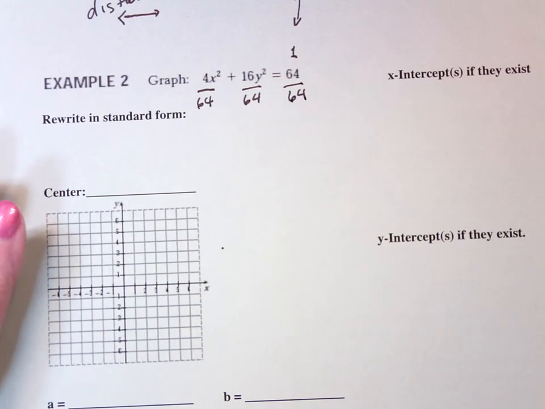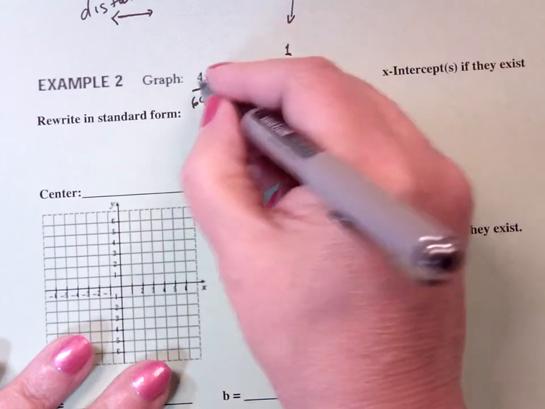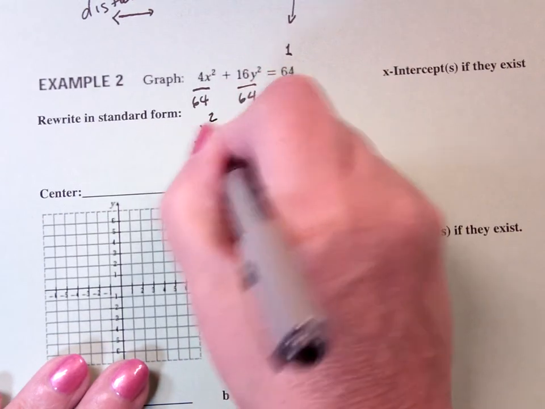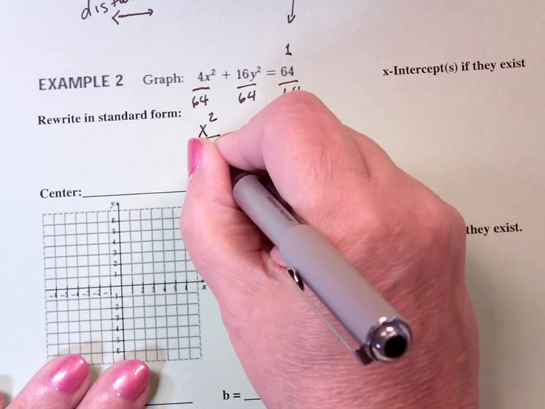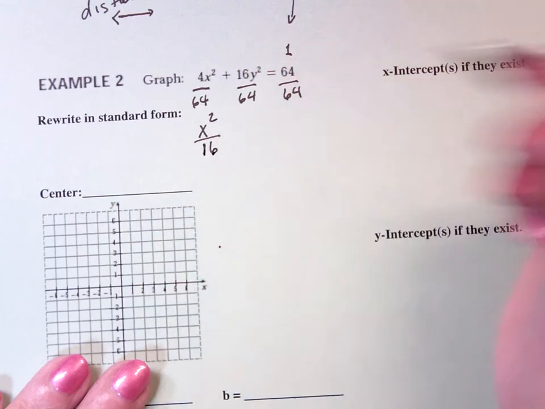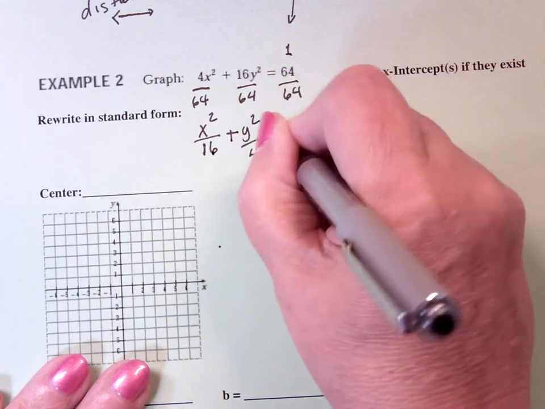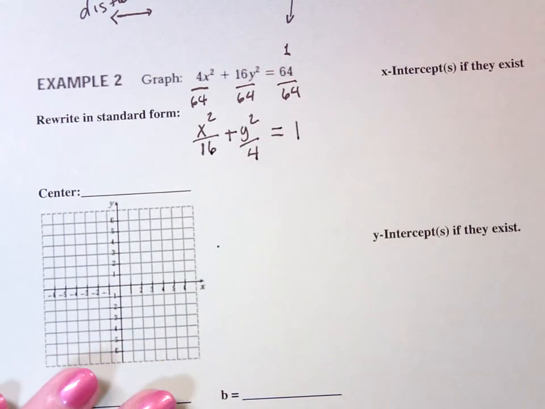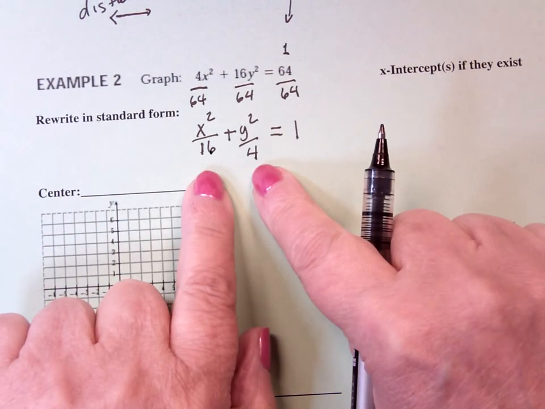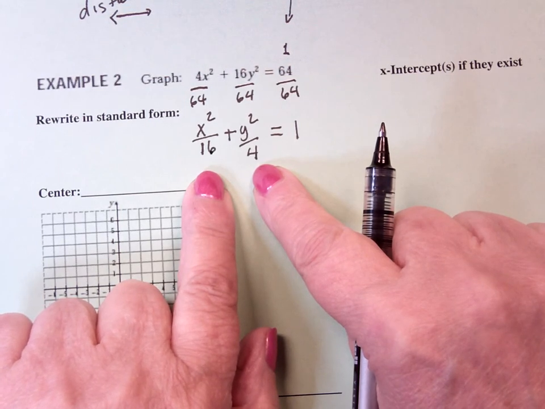Now, when I first had conic sections, which ended up being, I think, my second semester calculus, these things got really nasty. But the good news is they don't get nasty here. So 4 over 64. So this is x squared over 16, I hope, plus y squared over 4 equals 1. Now you can see very clearly it's going to be elongated along what axis? The x-axis, because the number that's under the x is bigger.